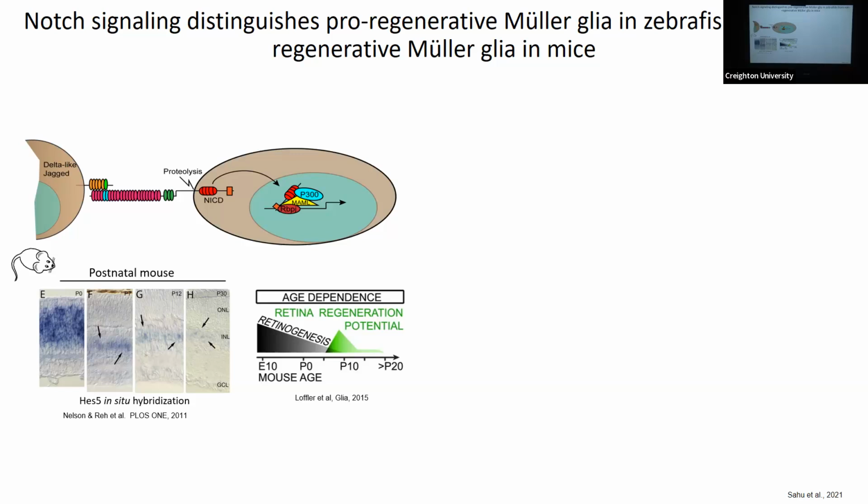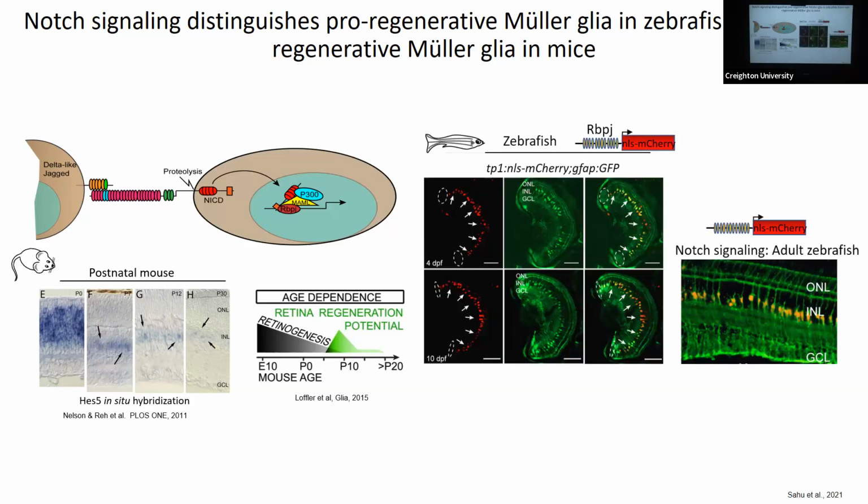If we look in the fish, what we find is that this is a transgenic line of fish that has multiple RBPJ binding sites and a minimal promoter driving mCherry expression.